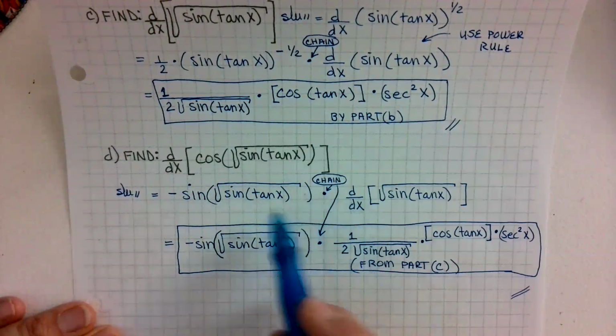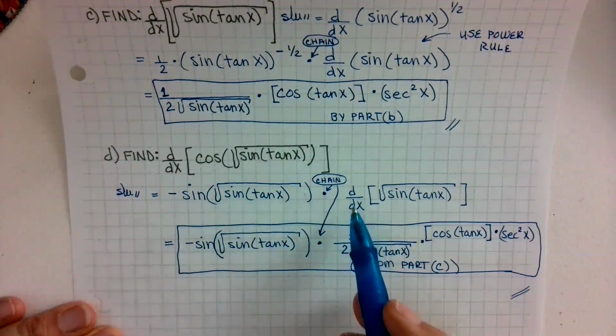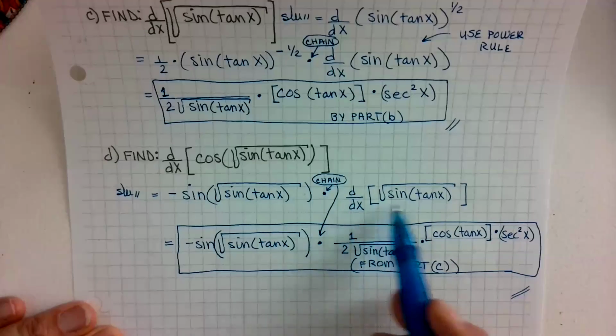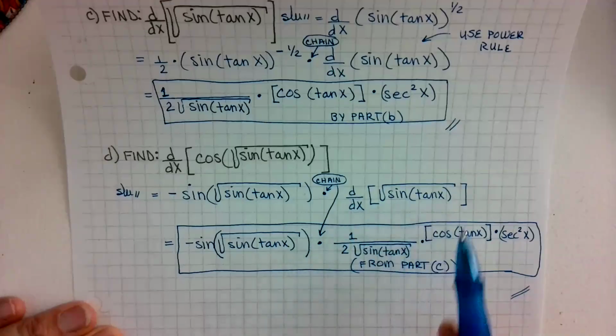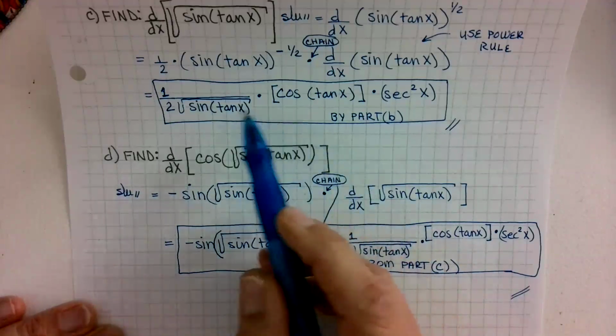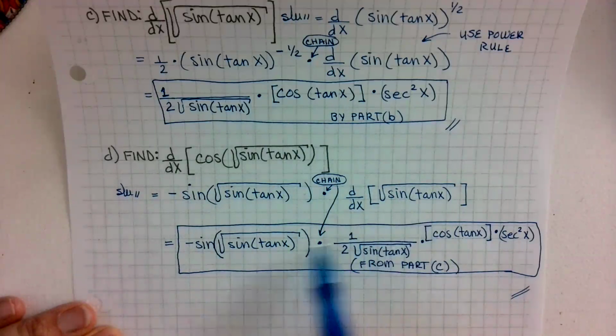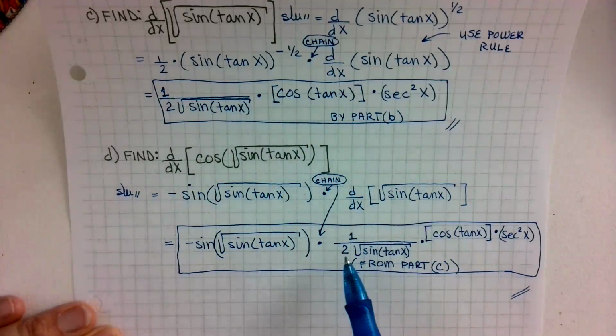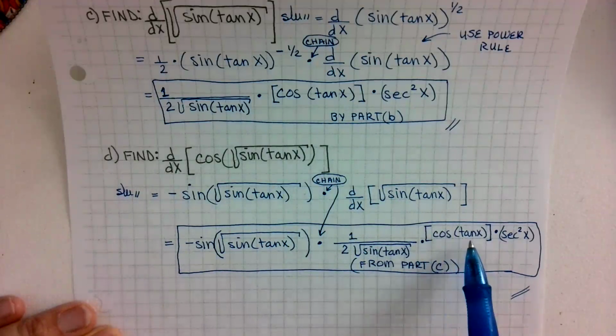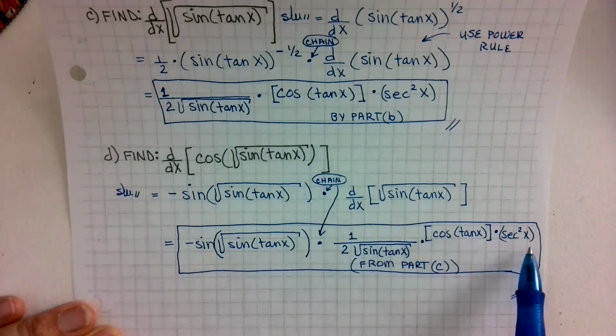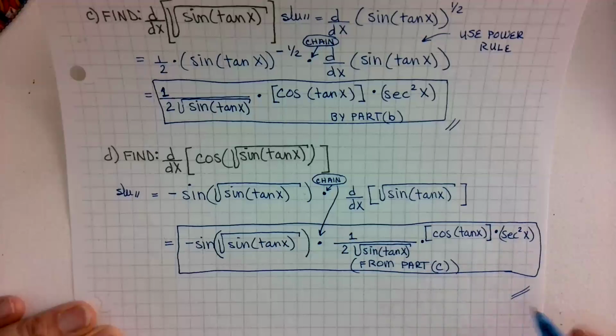times the derivative of the inner function, the square root. Okay, but you see the square root, the derivative of the square root is exactly what we did in part C. So I'm taking the entire result from part C and replacing it in place of the derivative. So we have, bring down the negative sine of the square root of sine of tan x. Then we hit it with a chain, referring to part C. This is 1/2 times the square root of sine of the tan x times, in the numerator, the cosine of tan times the secant squared of x. And we are finished.